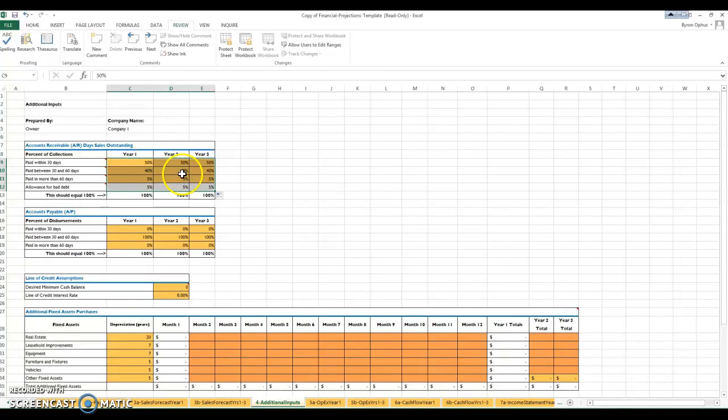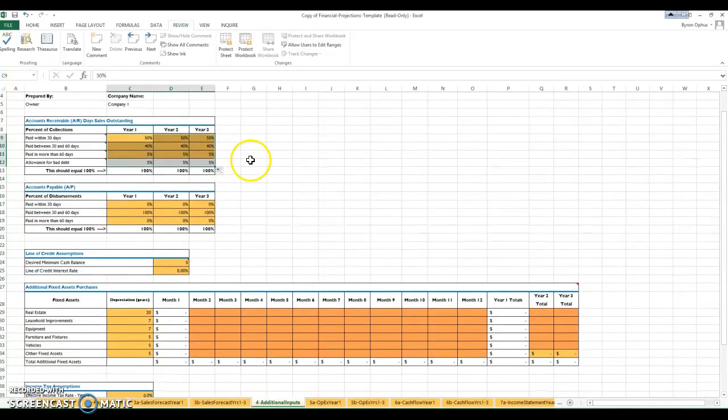It could change from one year to the next, but for the most part this is going to be relatively consistent, right? If you're paid 75% within 30 days, that's probably going to stay consistent throughout years 2 and 3, but feel free to modify it a little bit if you want to.